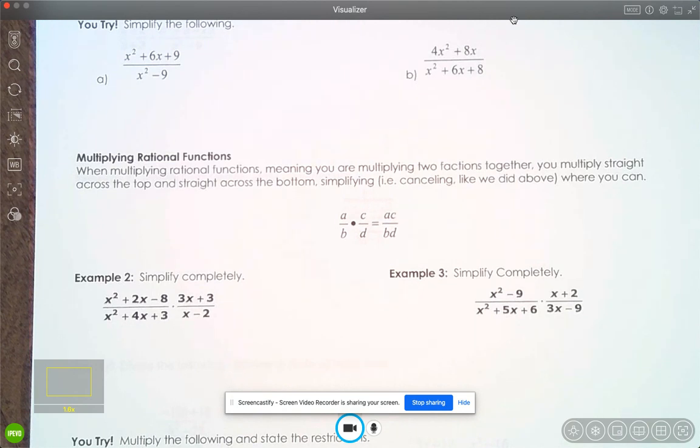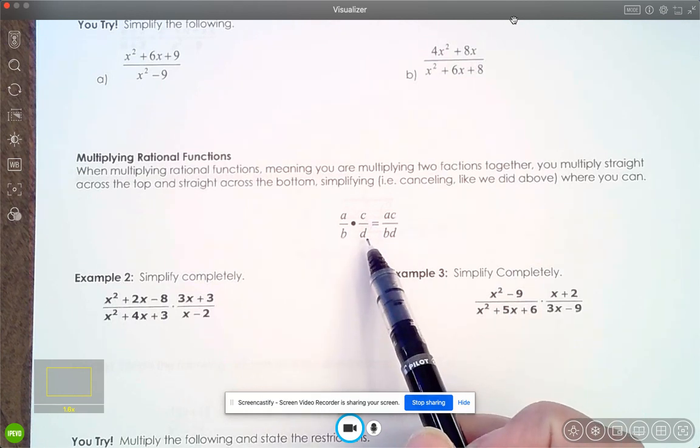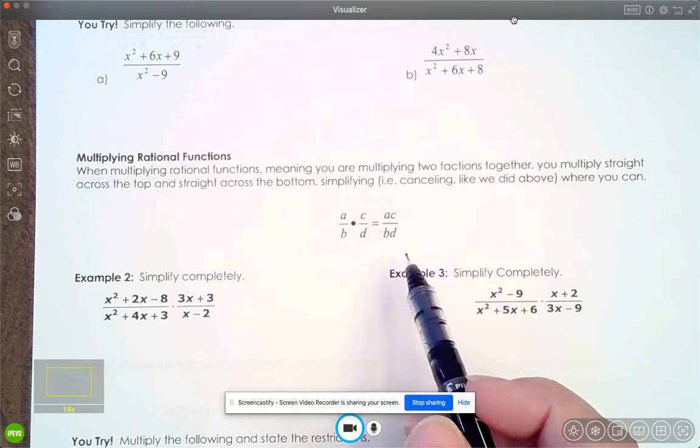multiplying rational functions. When multiplying rational functions, you just multiply the numerators, multiply the denominators. So the simplest thing to do is to go ahead and factor everything completely, simplify as much as you can, and then just multiply straight across.